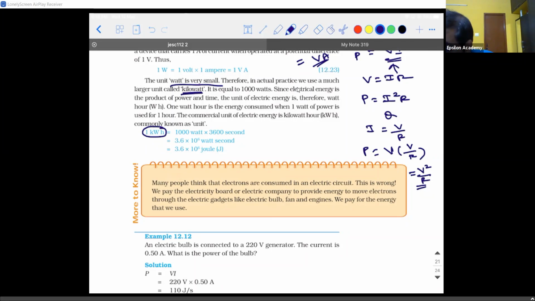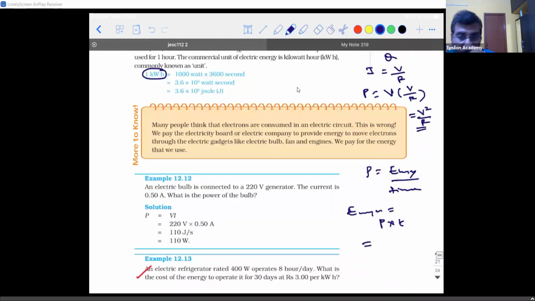Since electrical energy is a product of power and time, because power is equal to energy by time. I would have said work done by time, but we know that work done is nothing but the energy that is consumed. So can I write energy is equal to power into time? Right. So what is the commercial unit for power? They don't use watt, they use kilowatt into time, which is not calculated in seconds, rather in hours. So if you calculate kilowatt and multiply it with hour, that gives you the commercial value of the electrical energy of that particular system.